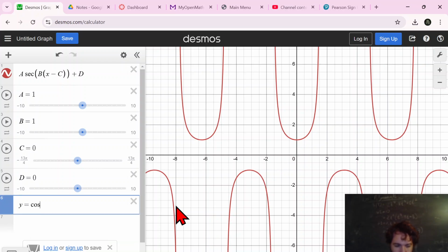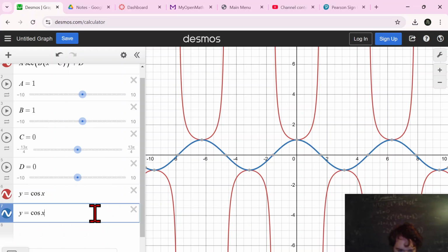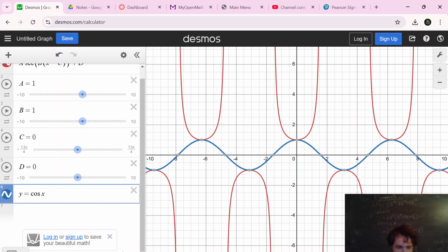So the first thing I wanted to do was show you a cosine graph and kind of how we produce the secant graph. So the cosine graph is this blue line here. And notice that because secant is the reciprocal of cosine, it is valid for every single possible number along the cosine curve, except for the spots where the cosine is equal to 0.